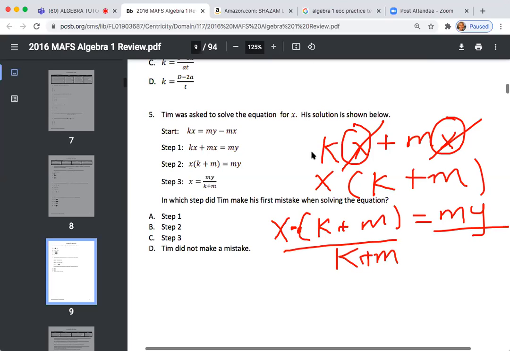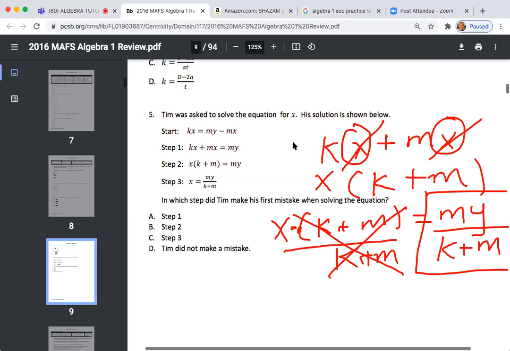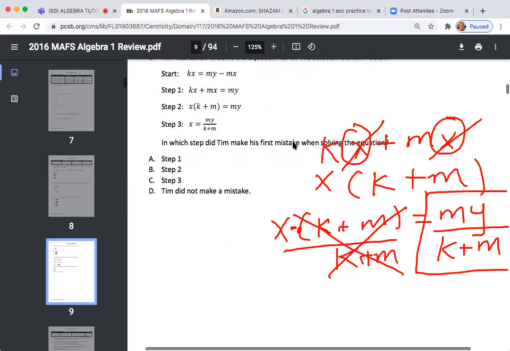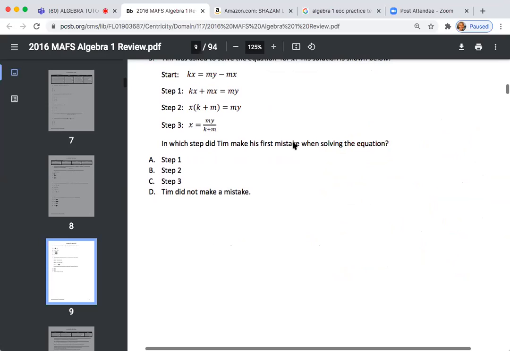So if you look at step 3, that is what it is. It is dividing. It's exactly the same thing as this. So is there a mistake in step 3? No. So the answer for this one is actually D. There's no mistake in this one, Brendan. Oh, yeah, you're right. There is none. So whoever this was, Tim, he did the problem correctly.